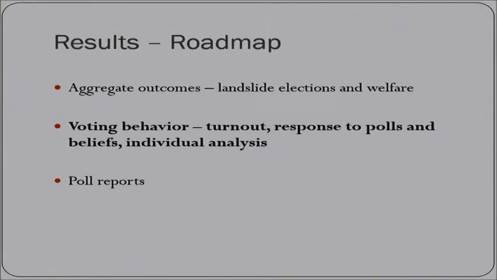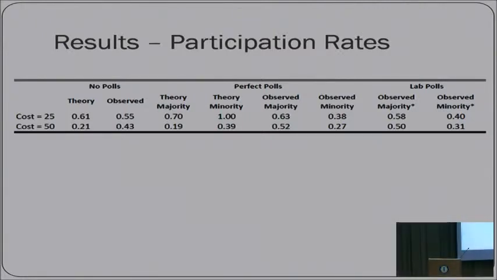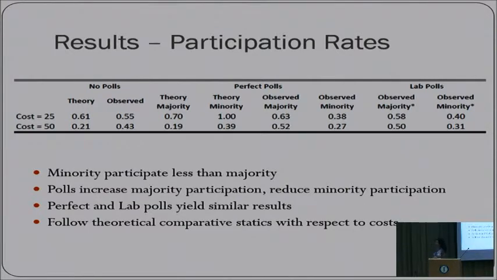All right, so let's try to dig into these results to understand what in the behavior is driving this inconsistency with the theoretical predictions on the aggregate outcomes. So first of all, here are the overall participation rates. So what you see here is for the three treatments, what we know from the theory and what we observe. So for the two costs. So there are several things to notice here.